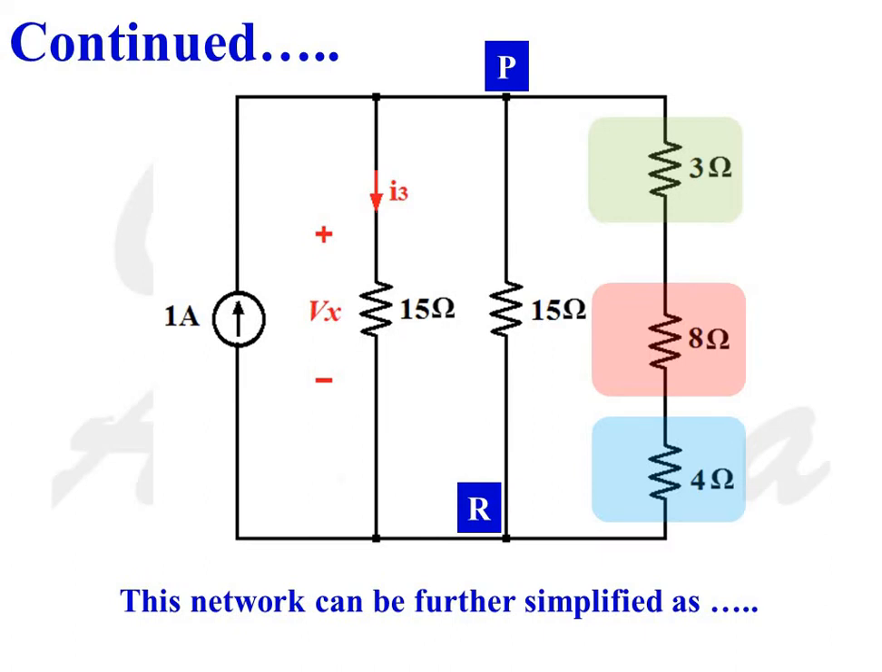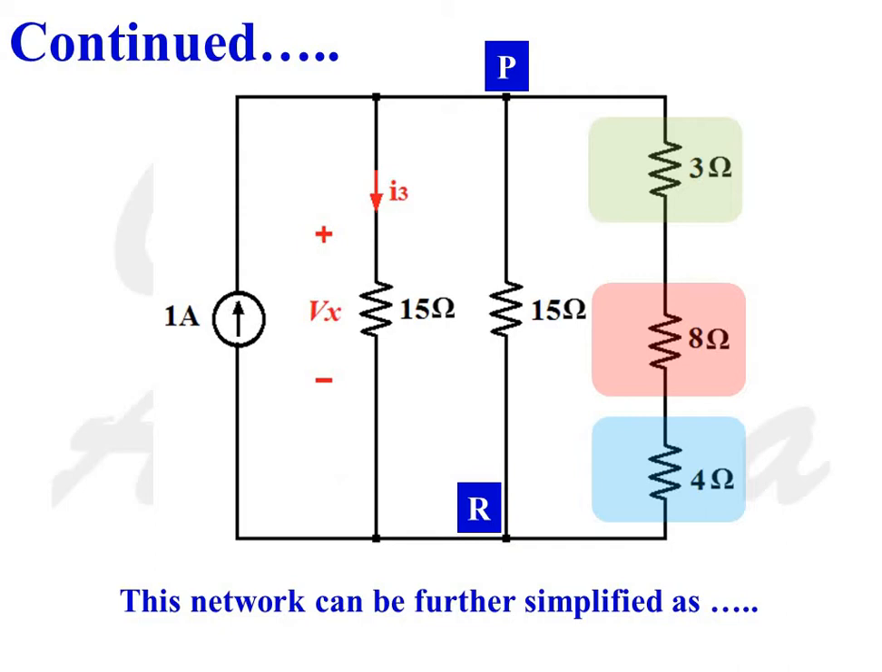So two 6 ohm resistors connected in shunt are replaced with a 3 ohm resistor. Two 8 ohm resistors connected in shunt are replaced with a 4 ohm resistor. And the series combination of 3 ohm and 5 ohm resistors is replaced with a single resistance of value 8 ohms.